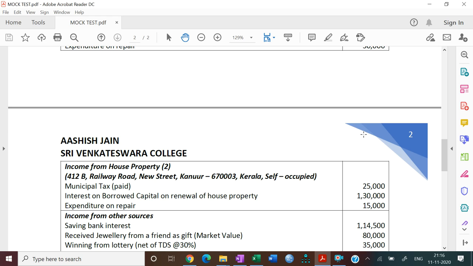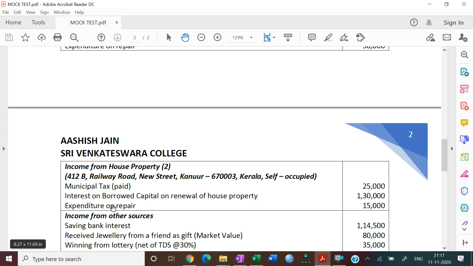NAV can't be negative. And the interest on borrowed capital, again on renewal of house property. Now this is a case of self-occupied, and there are some conditions that the interest on borrowed capital must be taken on or after 1st April 1999, and it will be taken for the purchase of house property or for construction purpose. But this interest on borrowed capital is taken for renewal of house property. That means now the limit will be restricted to 30,000. So we will get only 30,000 out of 1,30,000.